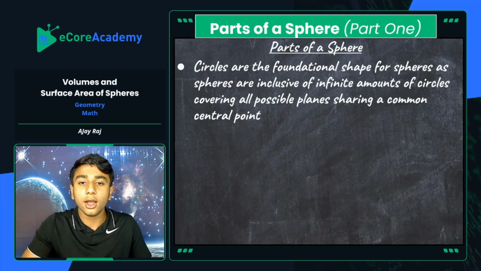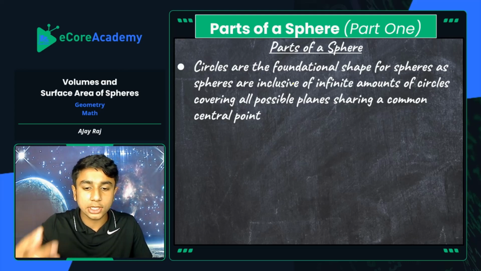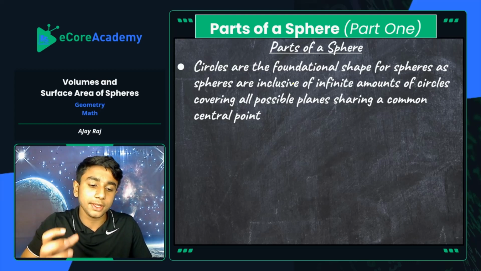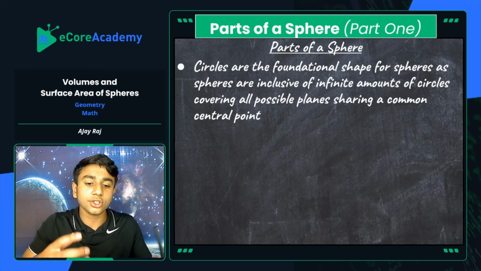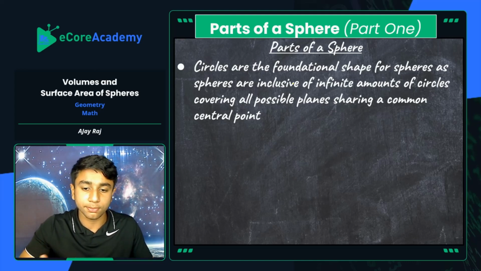And sometimes if you're looking at it straight on, it looks like a triangle, but this is solely based off of the circle, and that's what correlates it very well with the 2D objects. And there's much more that you can do with the sphere just because of that. So it's inclusive of infinite amounts of circles, covering all possible planes, sharing a common central point.